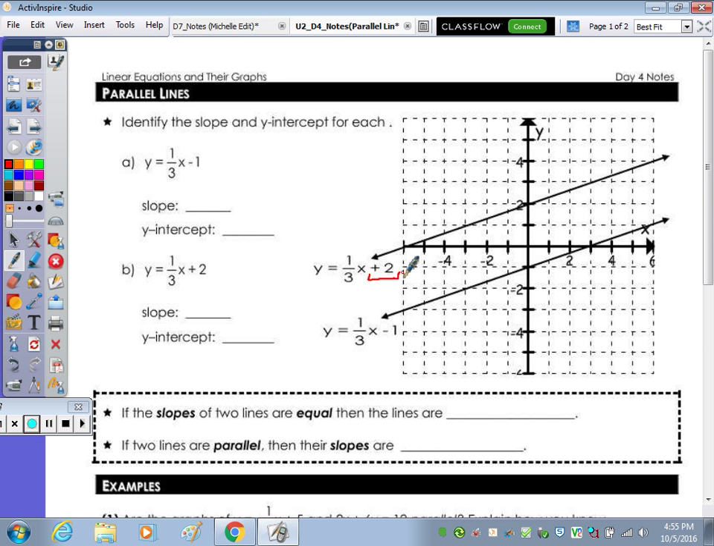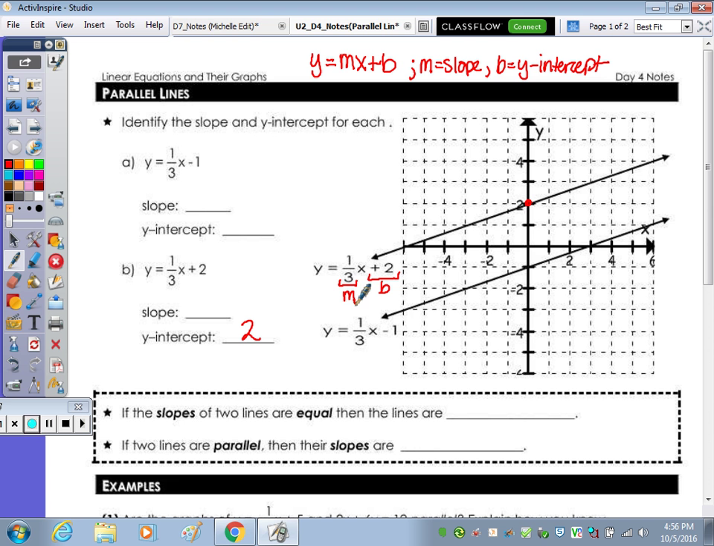So this is the y-intercept. Remember, the equation is y equals mx plus b, where the m is the slope and the b is the y-intercept. You can also take a look at the graph. The point where the line intersects the y-axis is the y-intercept. So that's b, so the y-intercept is 2. The slope is represented by the m, and the slope says 1/3.